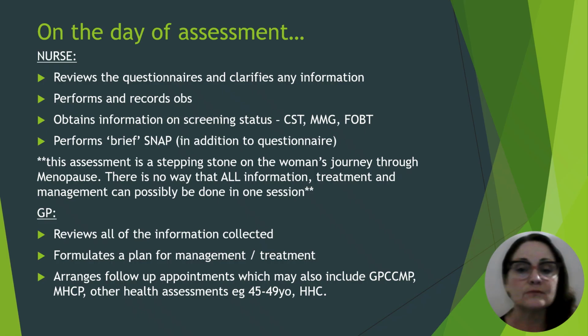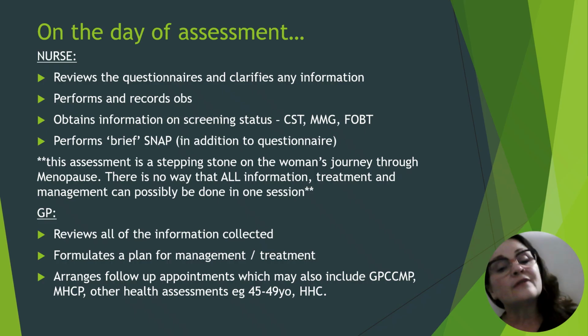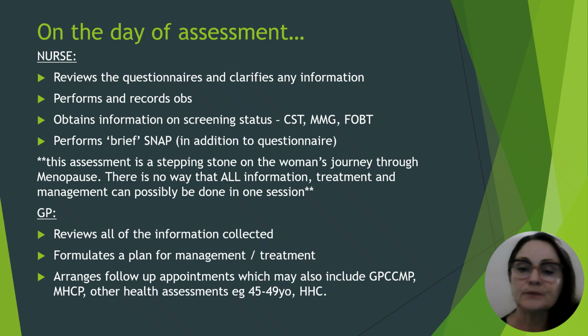And you'll see this in my next points, where now they go off and they see the GP. The GP reviews all this information that you've collected and put together for them. Then they talk with the woman and they formulate a plan for management and treatment. They're reviewing all of their results from bloods, determine if they are going into perimenopause or they're in menopause or whatever, and working out a plan of approach to manage these things. Then they're going to organise some follow-up appointments.